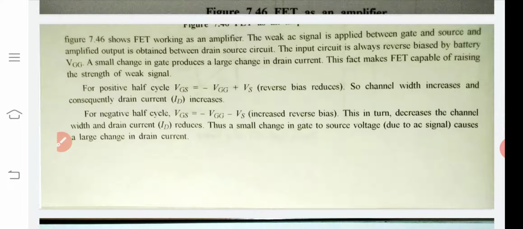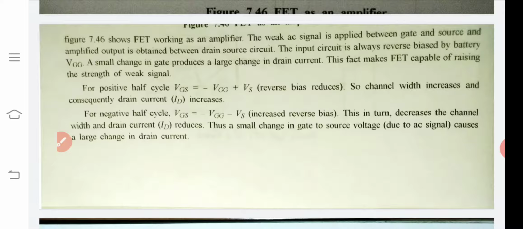For the positive half cycle, VGS equals minus VGG plus VS. So the channel width increases and consequently the drain current increases. When the gate is forward biased, the depletion layer decreases and the width of the channel increases, and more charge moves.